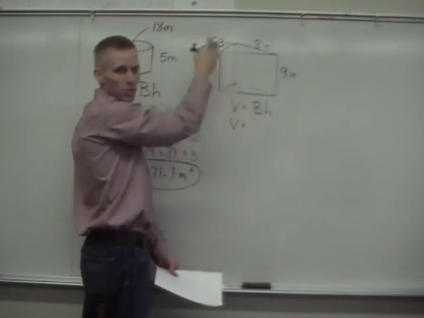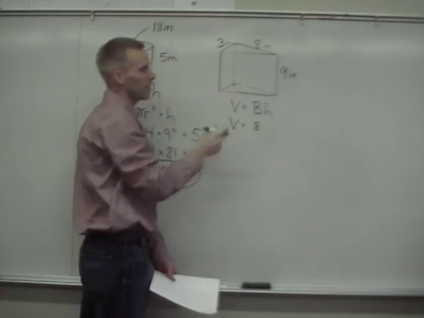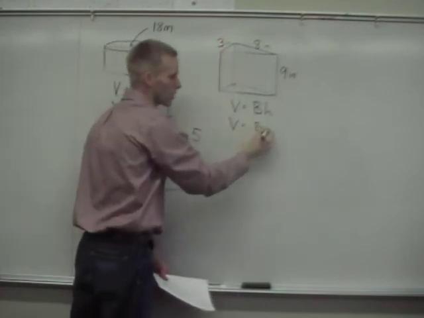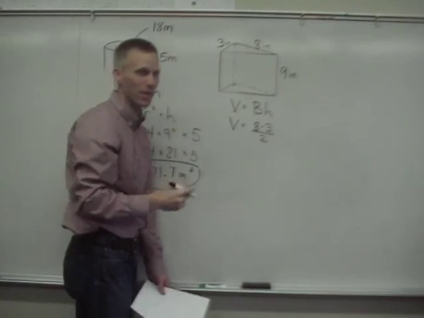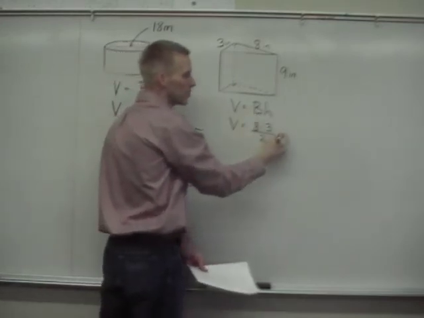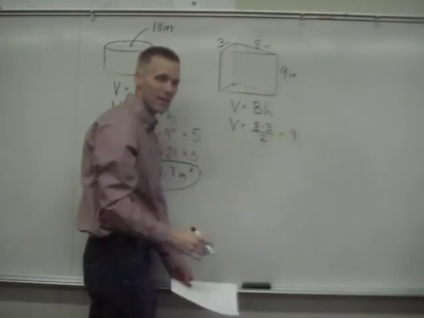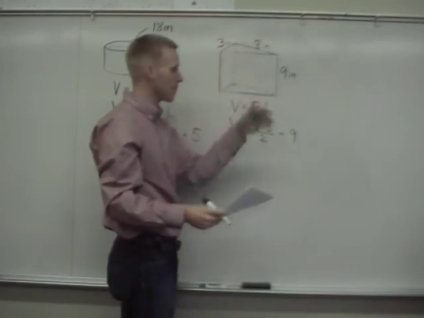The base of the triangle is 8. The height of the triangle is 3. We're going to divide that in half because it's a triangle. That's the area of the base. That's the big B. We still need to multiply that by the height, this time not the height of the triangle, but the height of the whole prism.